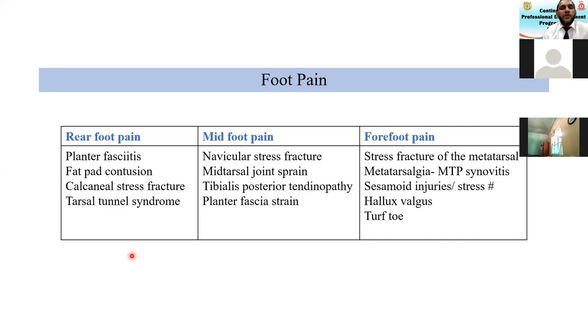And then there's a metatarsal joint sprain. Tibialis posterior tendinopathy is especially seen in runners, and then plantar fascia strain, with people with plantar fasciitis, or even athletes and runners, who can rupture the plantar fascia and present with midfoot pain.